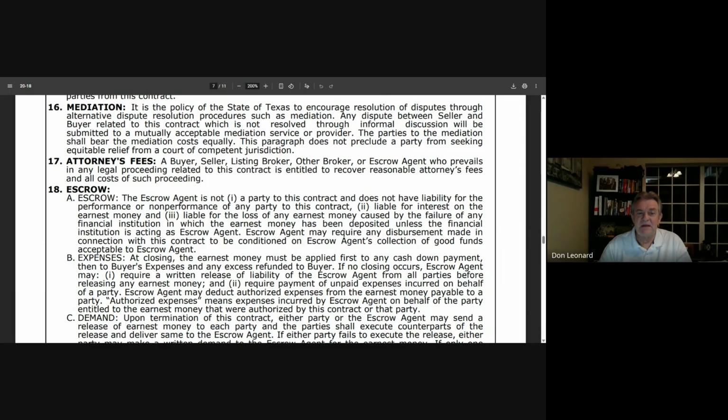17, attorney's fees. Buyer, seller, listing broker, other broker who prevails in a legal proceeding is entitled to recover reasonable attorney's fees and all costs of such proceeding. So if it does go to litigation, the side that prevails may be able to collect at least a portion of what they paid in order to protect themselves or whatever.